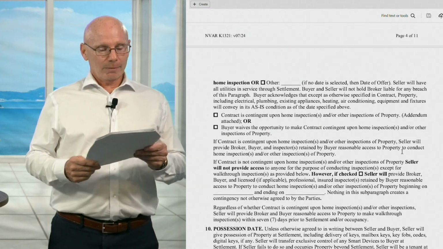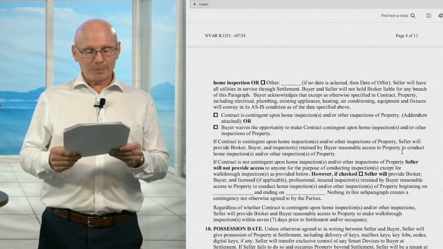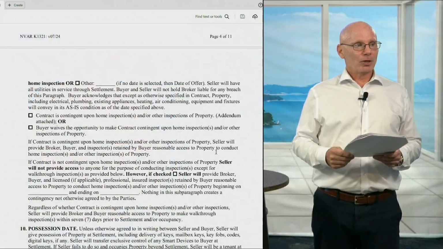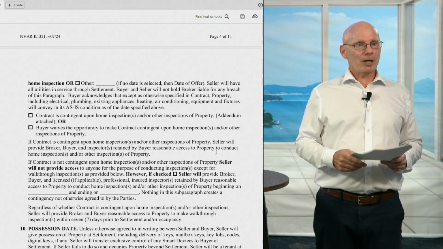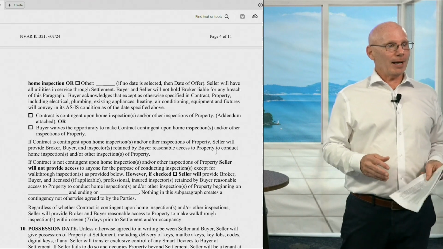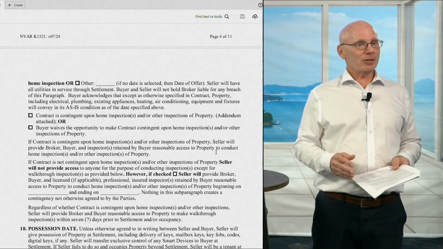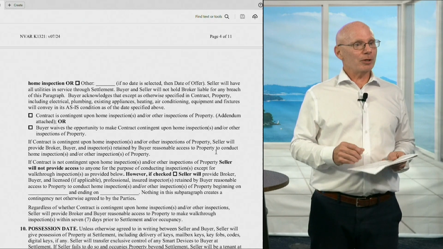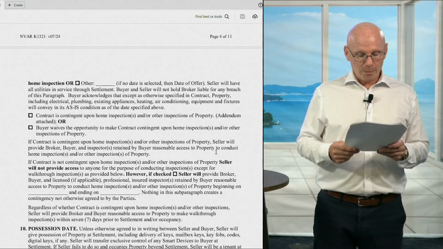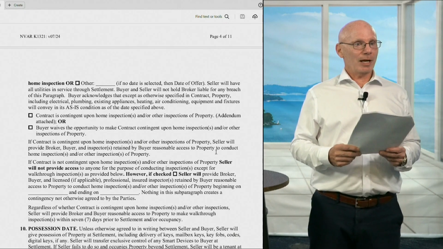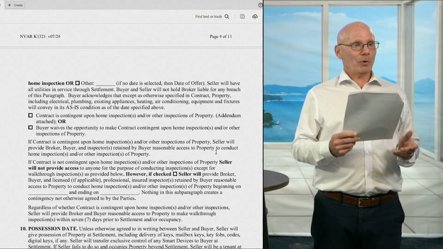All right, possession date. Unless otherwise agreed to in writing between the seller and the buyer, seller will give possession of the property at settlement. So the property conveys at settlement, right? So if we settle on a Friday and maybe it doesn't get recorded till Monday, the property still conveys and all the money is calculated to the day of the settlement date, which would be, say, Friday. So make sure that your client understands that, right? You would be surprised at what people don't understand.